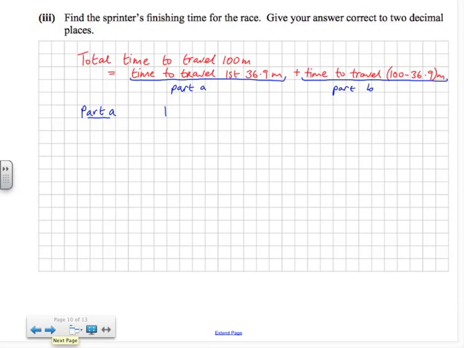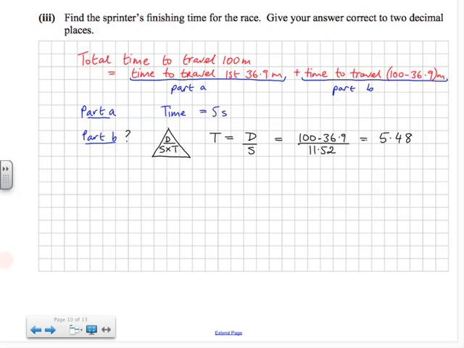So if we consider the time for part A, well, that's the easy part, we know it's 5 seconds. In part B, we'll have to work out the time. Now the formula here, you might remember from junior cert science, is Dad's silly triangle, which tells us time is distance divided by speed. In this case, the distance is 100 minus 36.9, and the speed is 11.52 meters per second. Stick this into the calculator, and we get 5.48 seconds. So the total time is 5 plus 5.48, or 10.48 seconds.